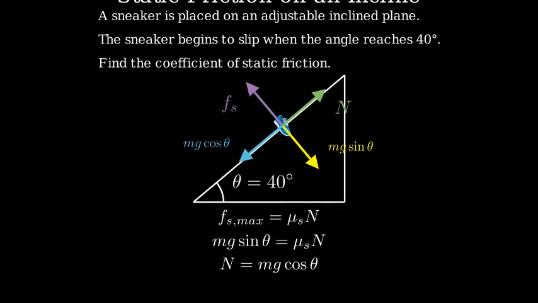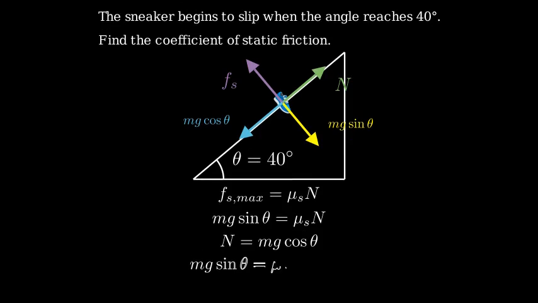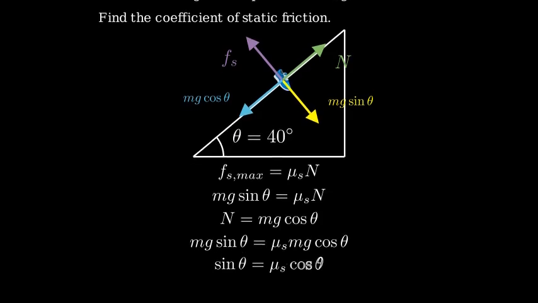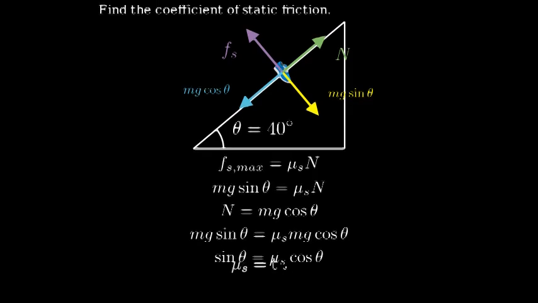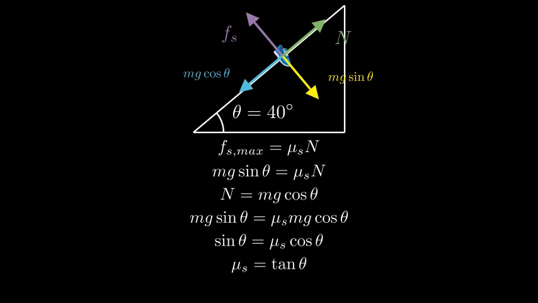And we know that the normal force N equals mg cos θ. Substituting the expression for N into our equation, we get mg sin θ = μs mg cos θ. The mg terms cancel out, giving us sin θ = μs cos θ. Solving for μs, we get that μs equals tan θ.